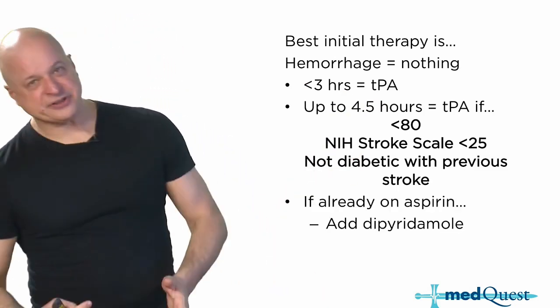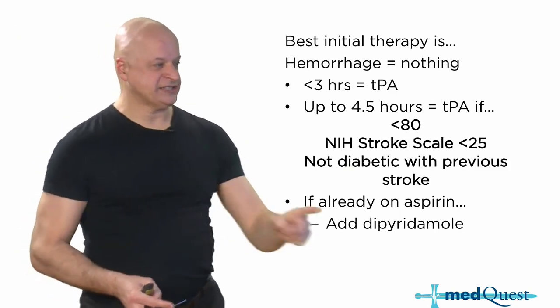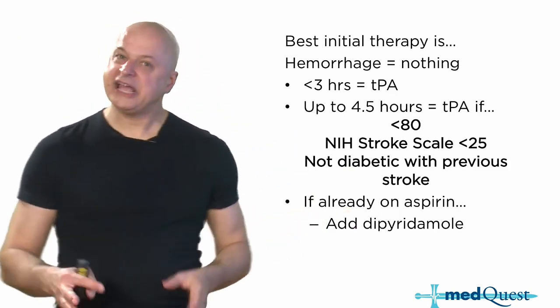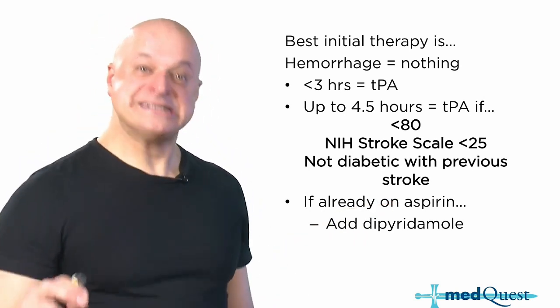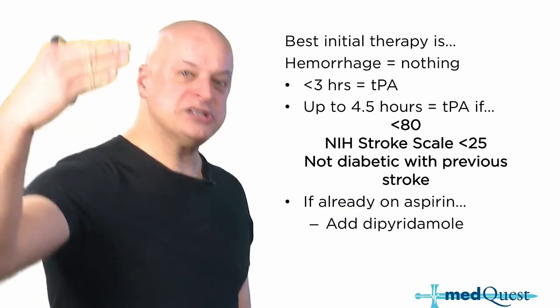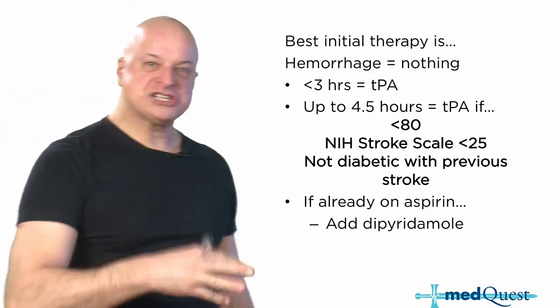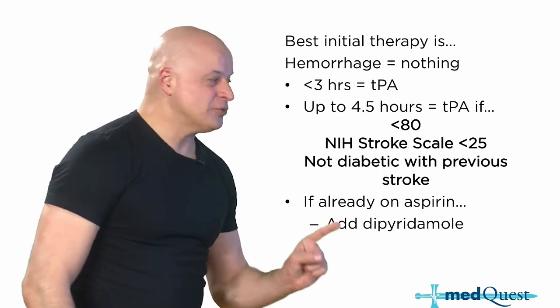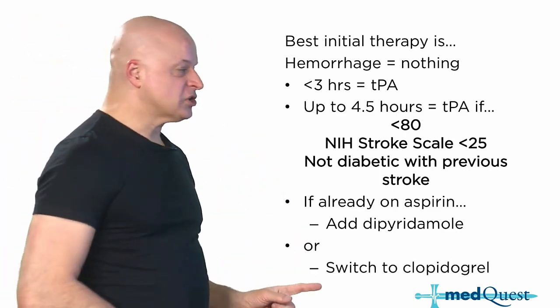Now, after 24 hours, after thrombolytics, you're going to start an antiplatelet drug. 24 hours after the thrombolytics, you start aspirin. But what if the question says the patient is using aspirin routinely? If the patient is using aspirin routinely, then you add dipyridamole or switch to clopidogrel.